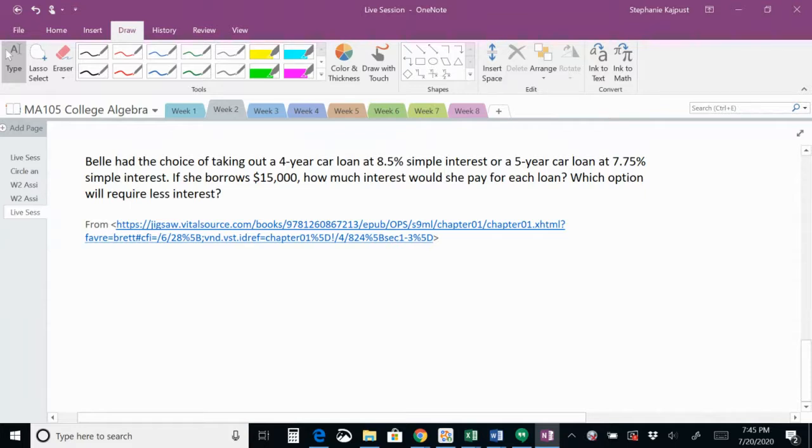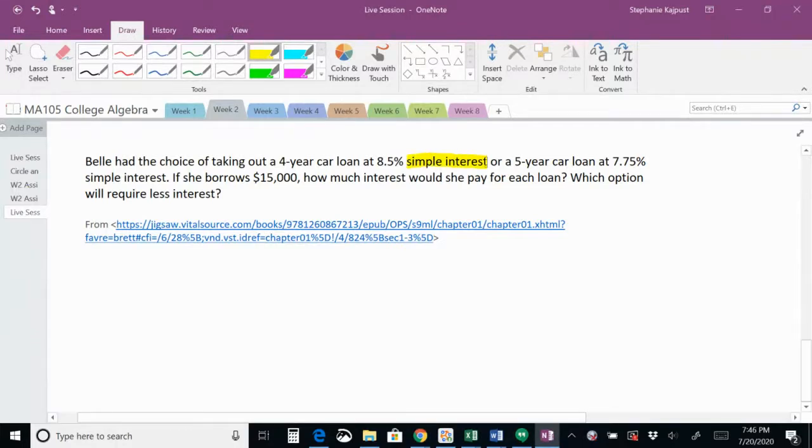So Belle had the choice of taking out a 4-year car loan at 8.5% simple interest, or a 5-year car loan at 7.75% simple interest. If she borrows $15,000, how much interest would she pay for each loan, and which option will require less interest? That's the one that's in your best interest, is to have less interest.